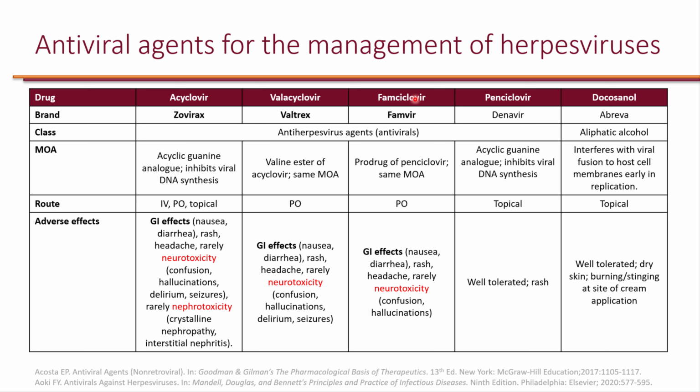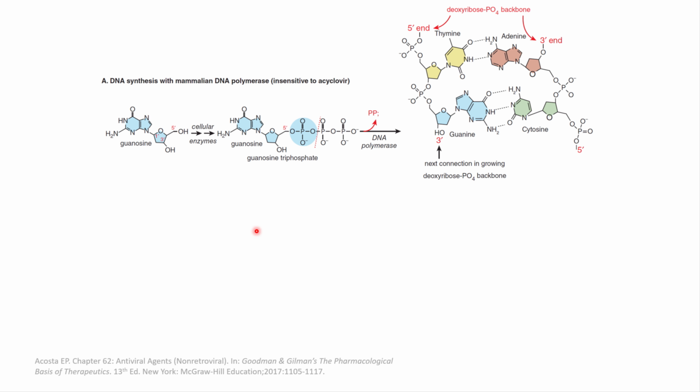And then famciclovir is also a prodrug of penciclovir. Penciclovir is only available as topical, so I'm not really going to talk about it, but essentially famciclovir is a prodrug of penciclovir that improves bioavailability, but the mechanism of action is the same. So essentially all of these four drugs are analogs of guanine, which inhibits viral DNA synthesis.